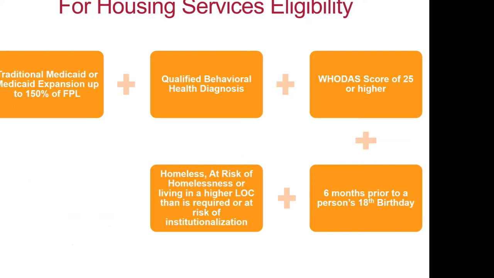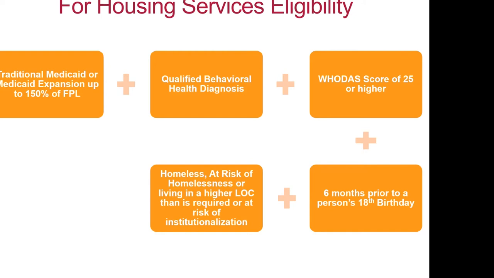So I'm just going to get deep into the one service that we over at CSH know the best, rather than looking at some of those others. We could do one of these slides for every single other service, but this is just one example. So you've got your top three lists, the same things on the last slide, traditional Medicaid. And then for housing services, there's homeless related. You have to be homeless, at risk of homeless, living in a higher level of care that's required, or at risk for institutionalization. So to get the housing services, you don't have to have just the top three, you have to have the two others. And then also 6 months prior to a person's 18th birthday.